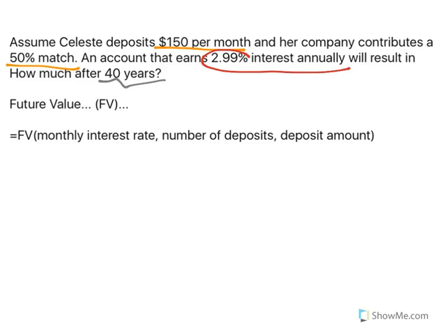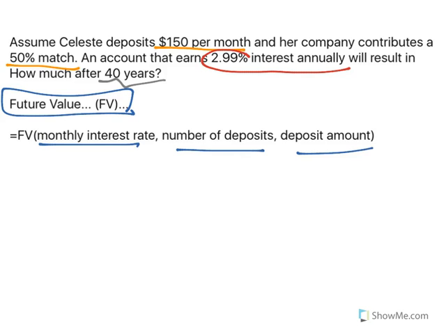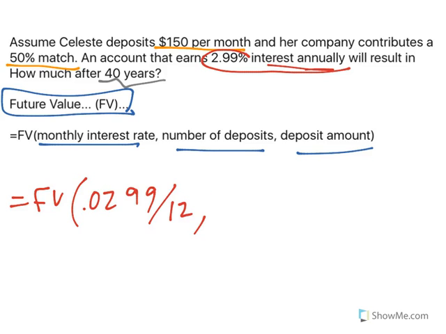Well, we're looking to the future, so we call this future value. Now, again, this is an Excel function, just like we did with payments. And you'll see we have monthly interest rate, number of deposits, deposit amount. So let's go ahead and fill this in for Celeste. Future value, monthly interest rate, 0.0299, and that's annually, so we have to divide by 12. Number of deposits, well, 12 months in a year, 40 years in the lifetime of this dealio.